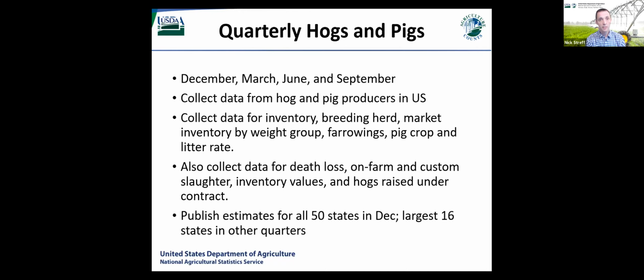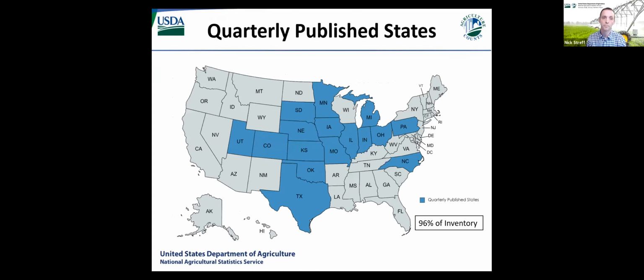So something to note, December, since it's our base period, that's the only time we publish all 50 states. And then in the follow-on quarters, we actually only publish the 16 largest states. So once again, December, we survey all the states, publish all the states, but in the follow-on quarters, we survey a smaller amount of states and even publish an even smaller amount. And I have a graphic coming up here to kind of show this to you.